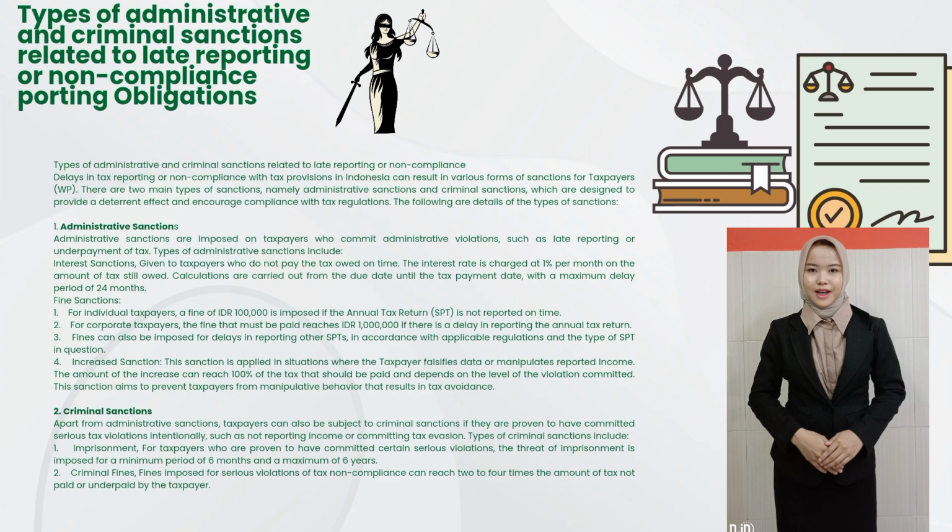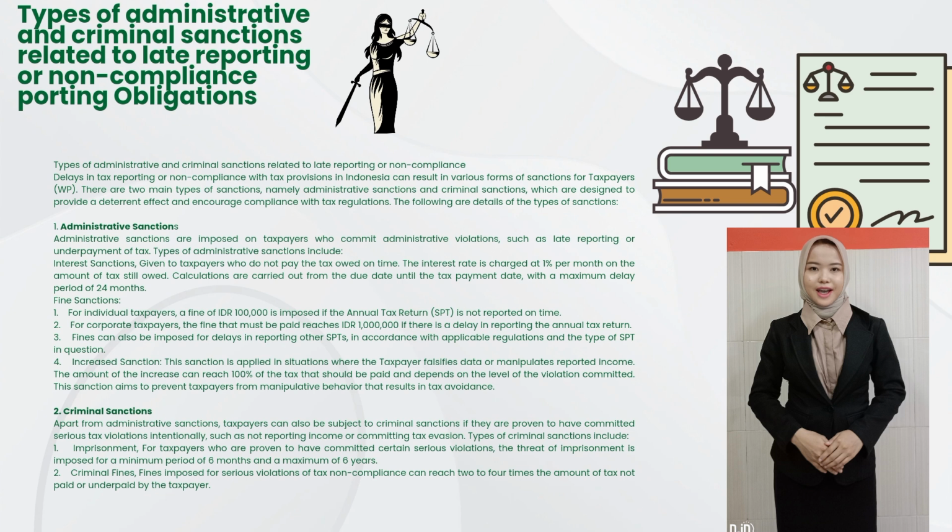Types of administrative and criminal sanctions related to late reporting or non-compliance. Delays in tax reporting or non-compliance with tax provisions in Indonesia can result in various forms of sanctions for taxpayers, WP. There are two main types of sanctions, namely administrative sanctions and criminal sanctions, which are designed to provide a deterrent effect and encourage compliance with tax regulations. The following are details of the types of sanctions.